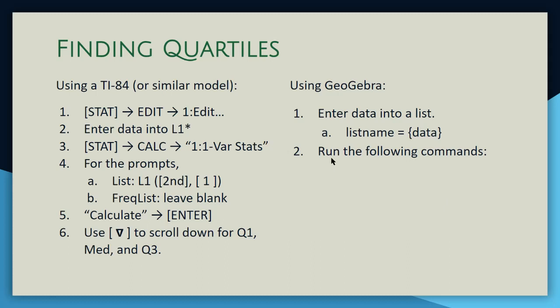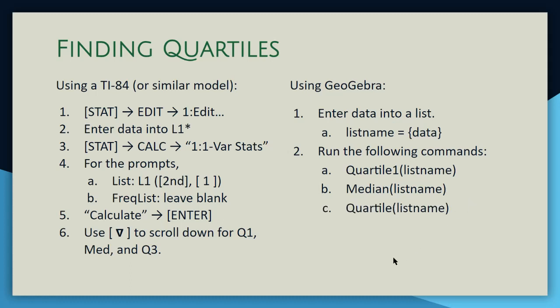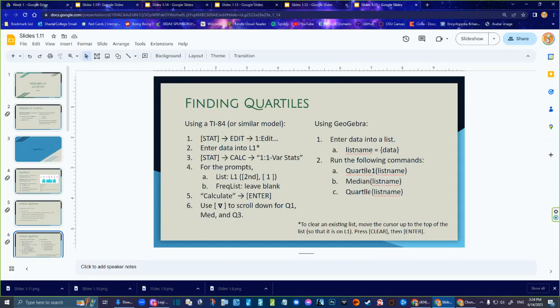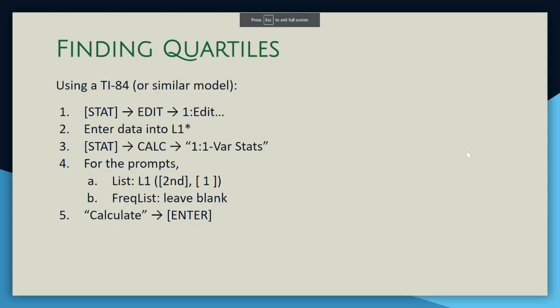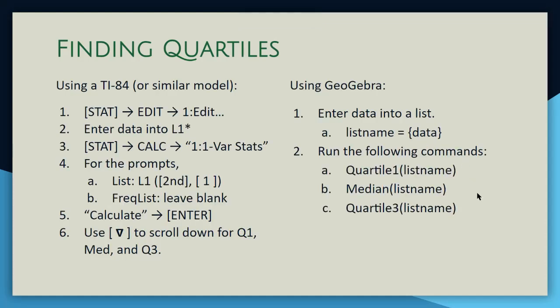And then you're going to run 3 commands on this data. First, you're going to type quartile 1, and then in the parentheses, whatever list name you gave your list. You hit enter, and it'll give you that first quartile. To pull out the second quartile, or the median, you're going to call median list name. And then, that next one, if you'll hang on a second, I will fix that, should say quartile 3. I'll try that again. Quartile 3 list name.